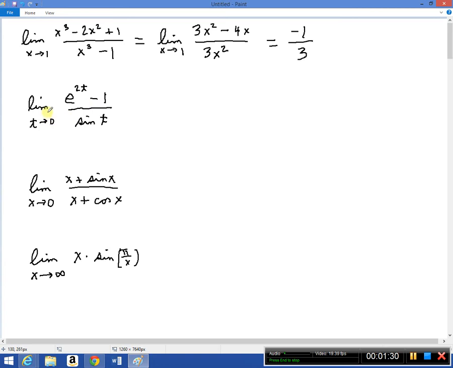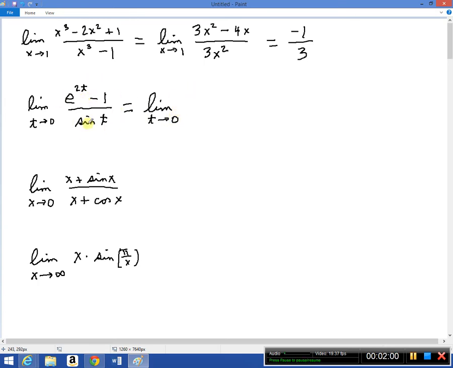Number 2, we check out what happens again as t goes to 0. As t goes to 0, sine of 0 would be 0, so the bottom is going to 0. The top, e to the 2 times 0 would be e to the 0, which is 1. 1 minus 1 is 0. So the top goes to 0 too. So we have a 0 over 0 indeterminate form. Once again, L'Hopital's rule applies. So we can take the limit by calculating the derivative of the top and the derivative of the bottom and taking the limit of that.